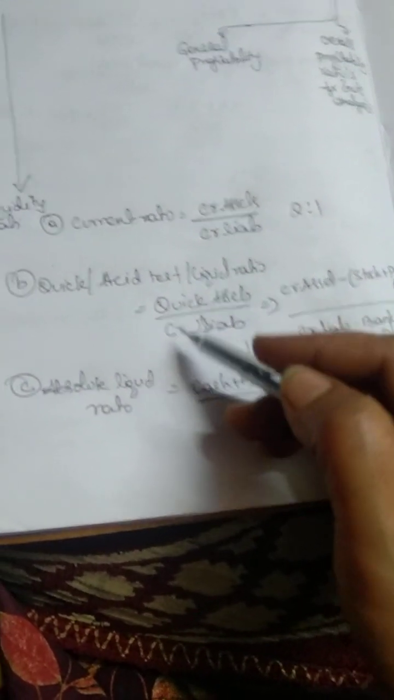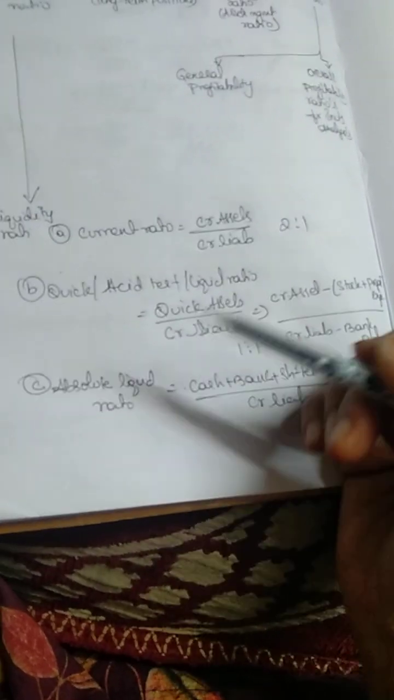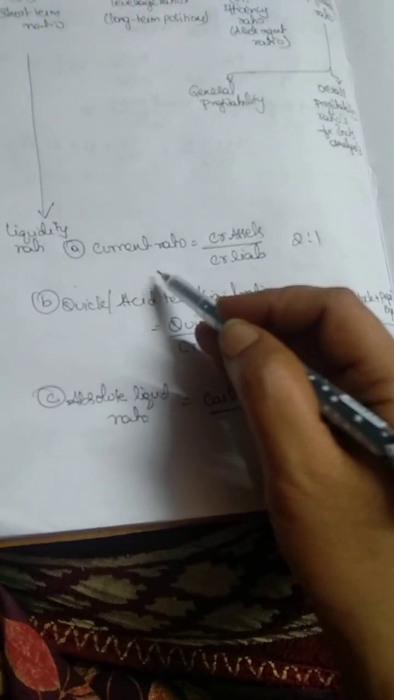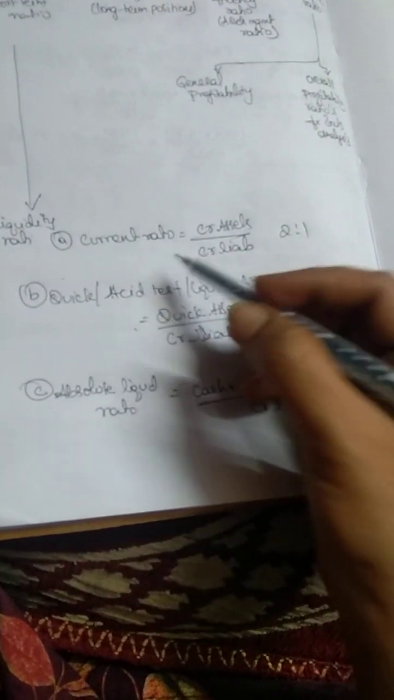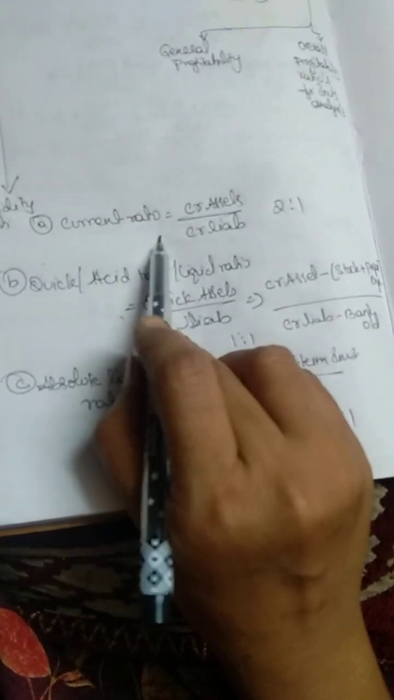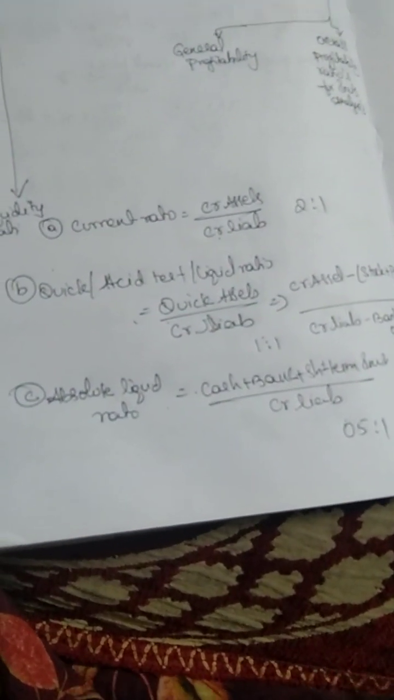Almost every time a question is asked on liquidity ratios, these are the three common things you are going to do. If they ask you to find a liquidity ratio, whether they give a specification or not, you are supposed to do these three things, and they are very easy. Current ratio means current assets divided by current liabilities. That is called the current ratio.